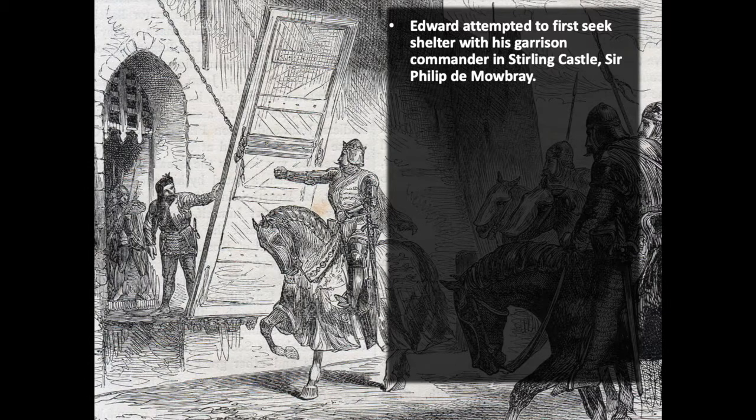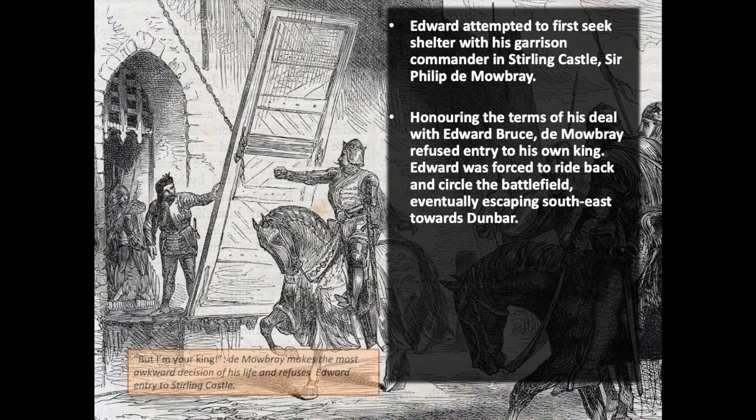So riding north, Edward attempted to first seek shelter with his garrison commander in Stirling Castle, Sir Philip de Mowbray. Now, honouring the terms of his deal with Edward Bruce, de Mowbray actually refused entry to his own king.